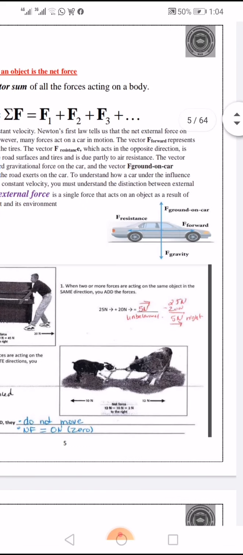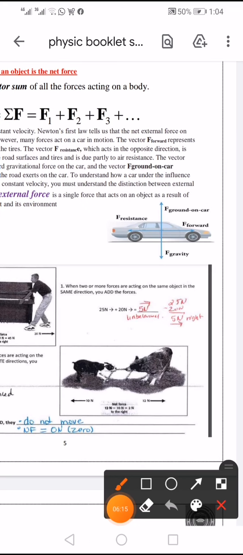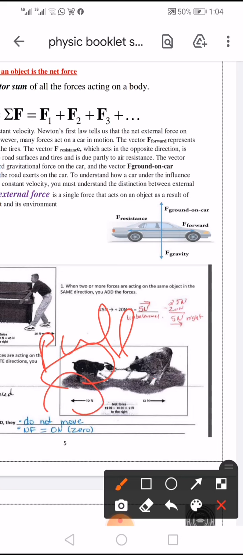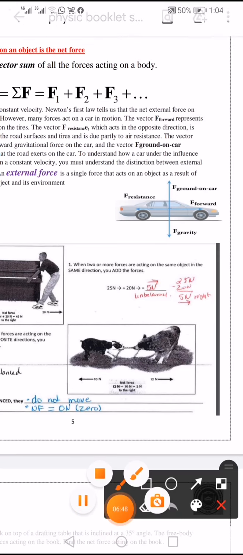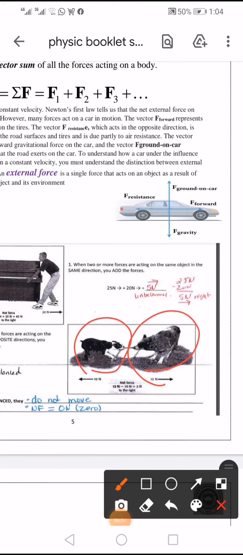Look at this picture. This dog pulls a rope with force 10, and this dog pulls with force 12. So what is the net force? 12 minus 10. They are opposite in direction. Both dogs pull in opposite directions. So 12 minus 10 will be 2, 2 toward the right. This dog has more force than this one. Here 12, here 10. So 12 minus 10 equals 2 to the right.